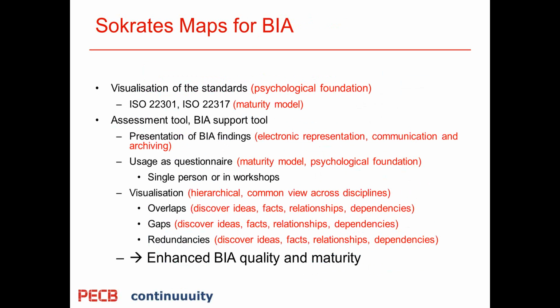So what are the advantages? It's a psychological foundation. It can be used due to the coloring scheme as a maturity model. So if we don't know anything, then we say, okay, it's white, and if some people say it's good or bad, we can discuss it. It can be electronically presented, and as I explained in the previous slide, it's hierarchical and can also span different disciplines. This slide is a copy of an earlier slide, to tackle this problem of overlaps, gaps, and redundancies: due to the structure of these maps, we obtain an enhanced BIA quality and maturity.